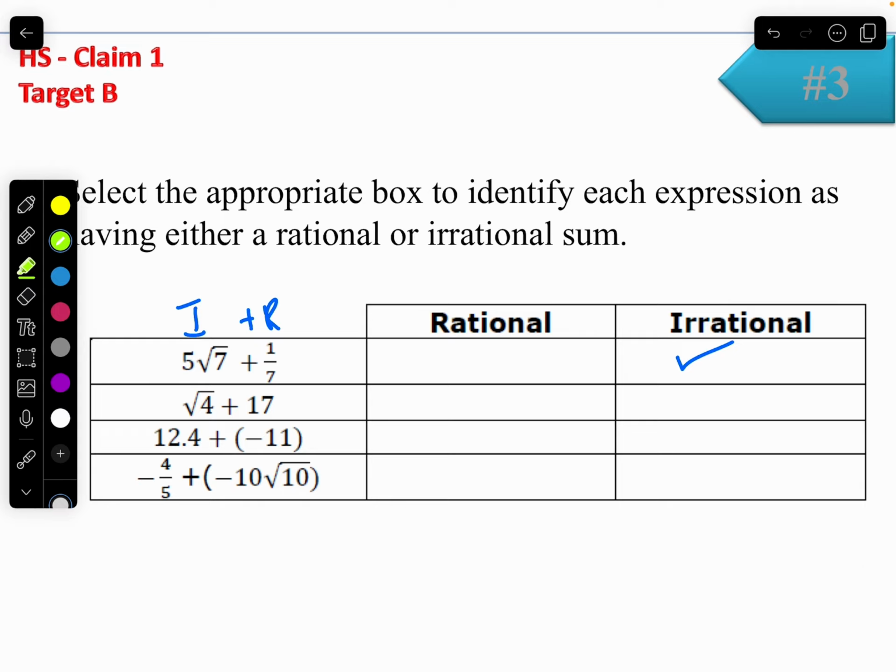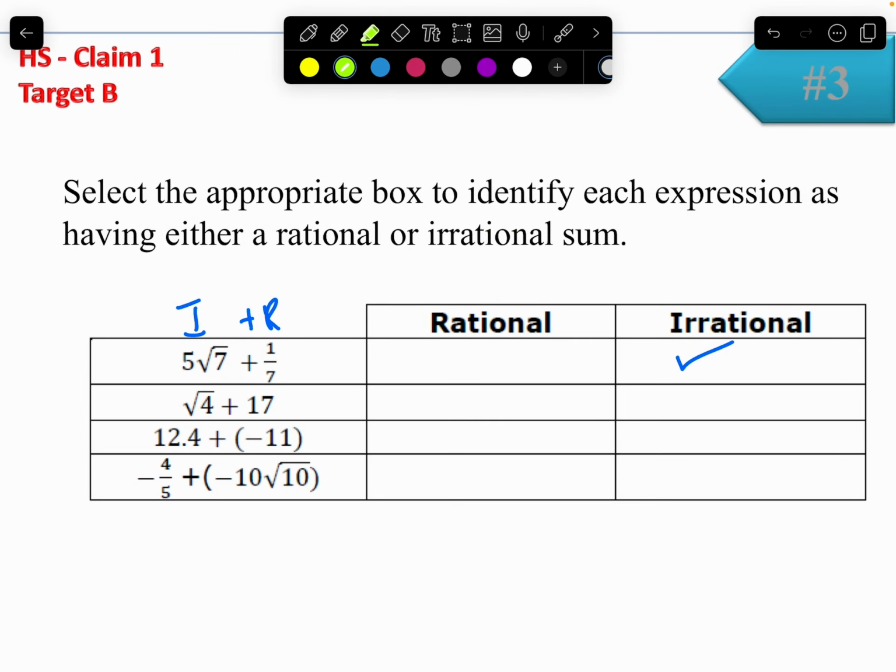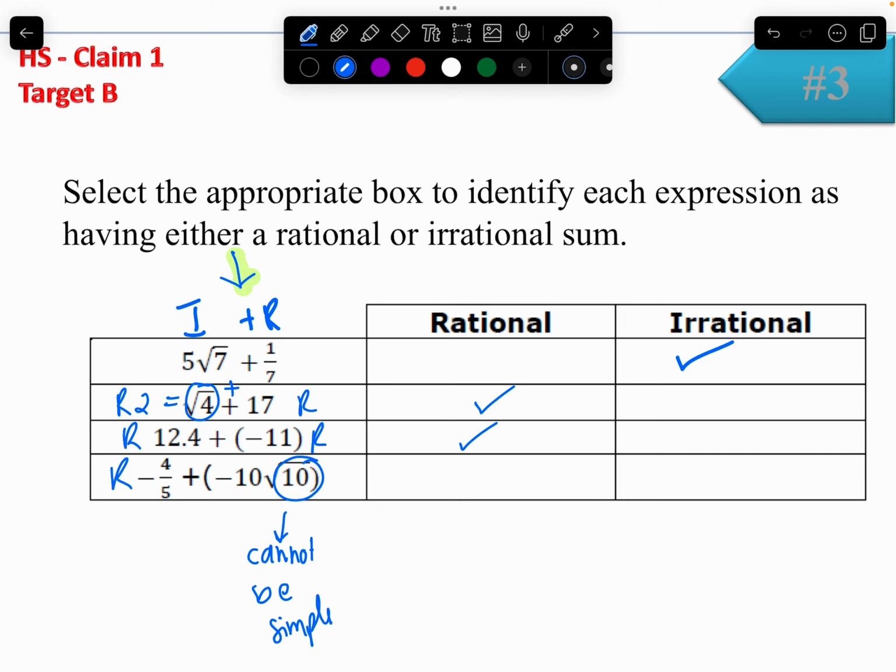Here we go. This is the same thing. Just going by the rules here. Let's label them first. I already have the first one labeled. We have an irrational plus rational, which is irrational. Next one, we have square root of 4. This is actually 2, so this is rational plus rational. So that's rational. Square root of 10 cannot be simplified, so that is irrational, so R plus I is irrational.